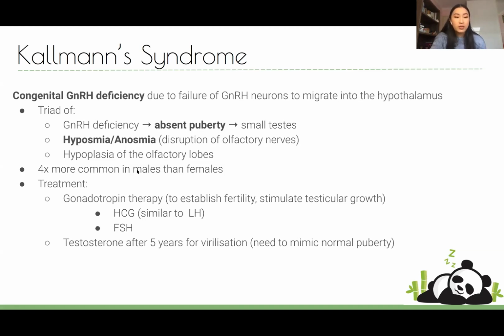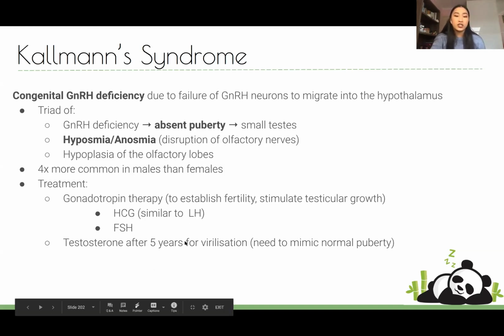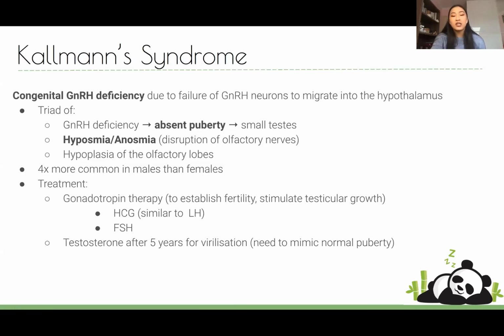It's 4 times more common in males than females, and the treatment is basically hormone replacement to try to mimic puberty. So they use gonadotropins first, HCG, which is similar to LH, and FSH, and that stimulates testicular growth, establishes fertility, kickstarts things, and then after 5 years, you start to give testosterone for virilization, and that's going to give the secondary sex characteristics, the hair growth, all of that sort of stuff.